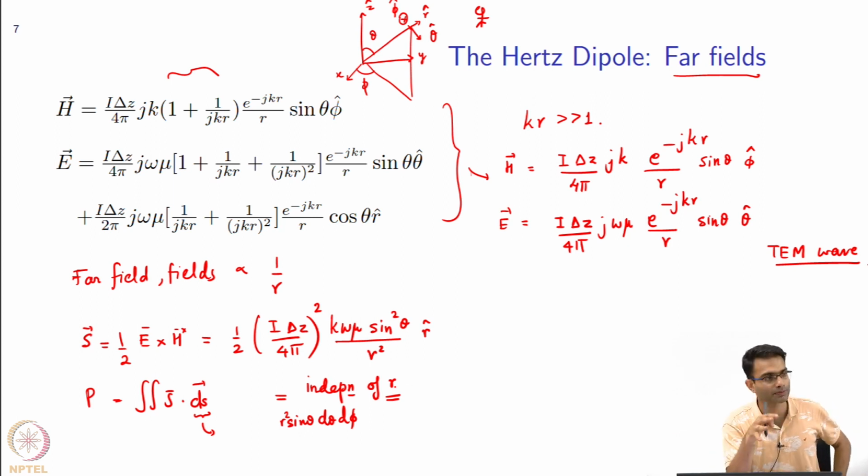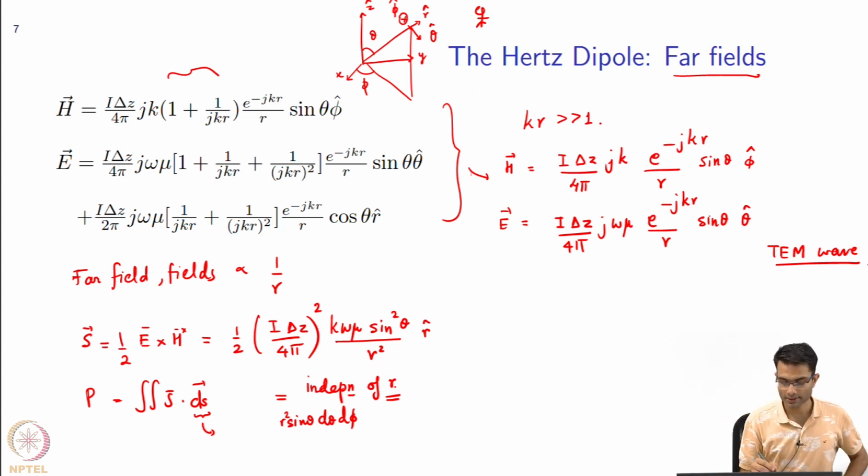Power density on the sphere will be different. That is captured by S, and you can see as you get closer, at smaller r, power density increases because it is 1 by r square. The other thing to note over here is that this S expression is purely real.